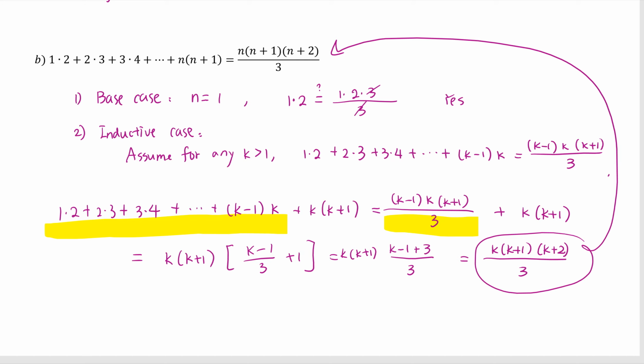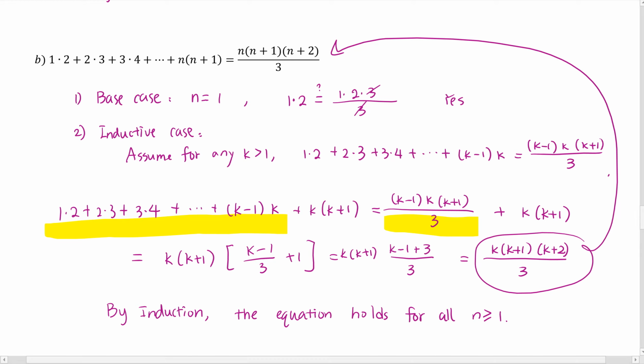So we have shown that the statement holds for n equals k. Then we say by induction, I don't want to copy this equation, so I just say the equation holds for all n greater or equal to 1, and we're done. So far, so good, everybody. Okay, let's continue.